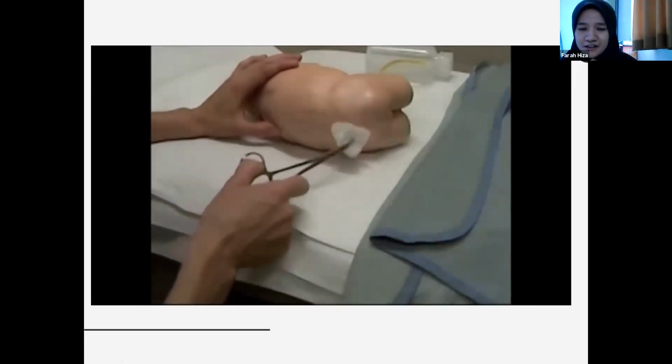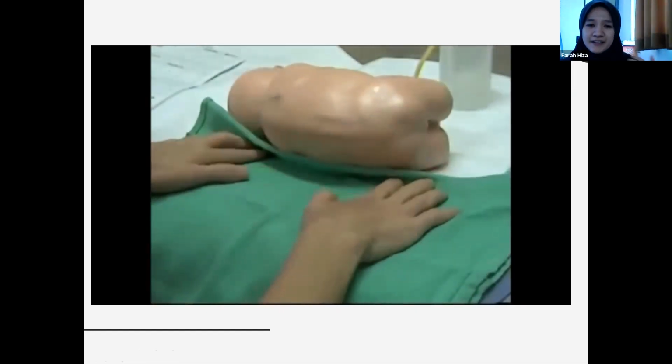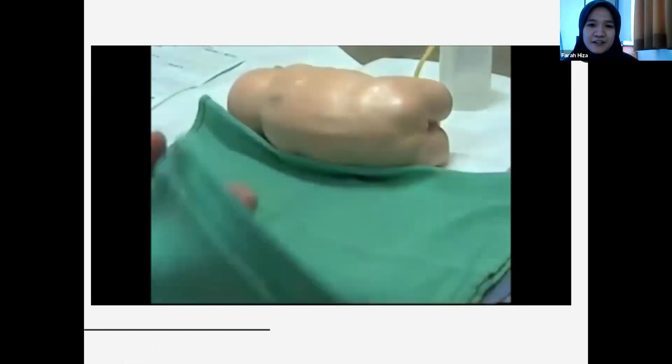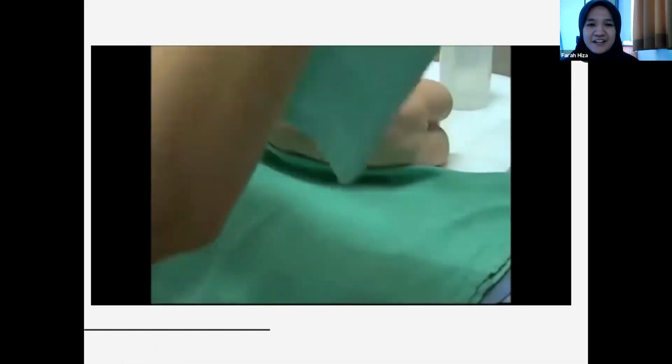Then apply the 70% alcohol and iodine in a circular motion, and then we put the sterile drape over the area around the opening that we marked, on the right, left, top, and bottom.